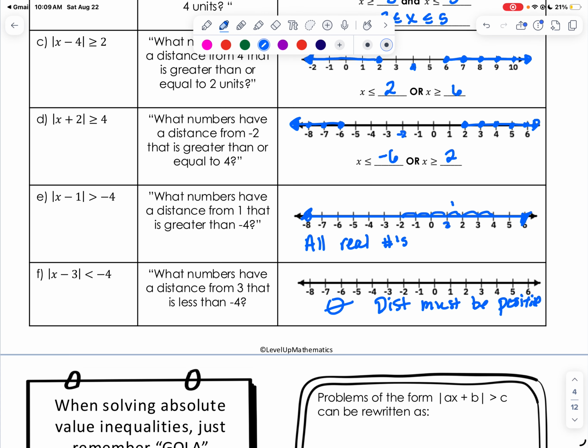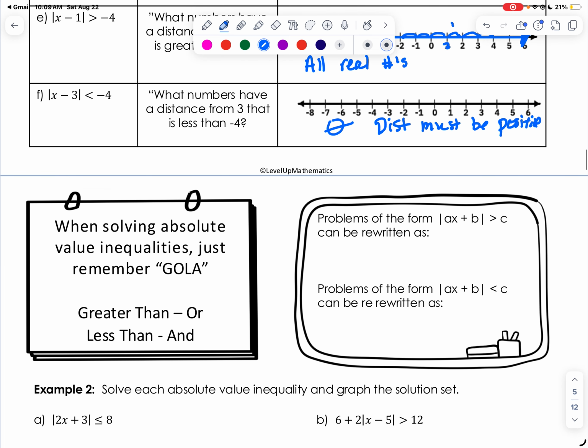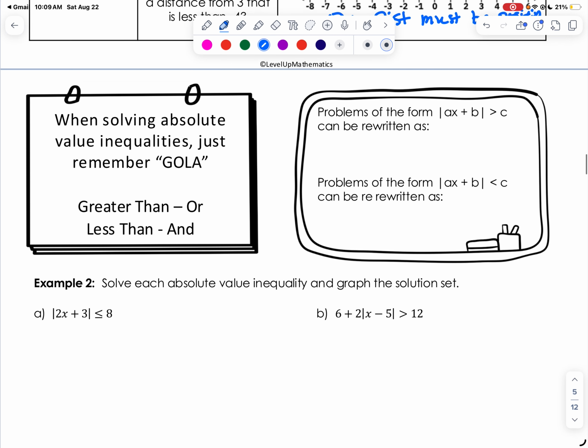All right. Now, on our second page, let's get into actually solving them. So when solving absolute value inequalities, you're going to solve them exactly like you solved absolute value equations, except you just remember this phrase, go LA. So the G stands for greater than, and the O stands for or. The L stands for less than, and the A stands for and. So if you have a greater than, your answer will be an or inequality. If you have a less than, your answer will be an and inequality.